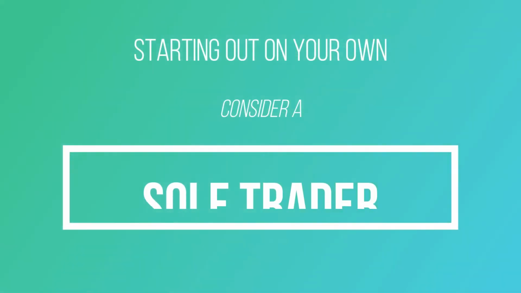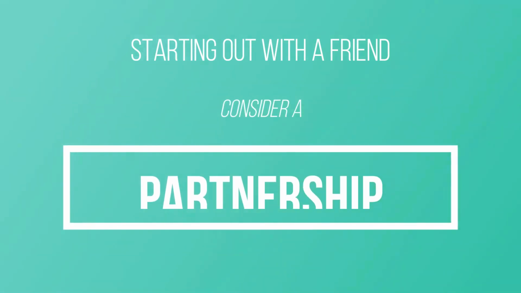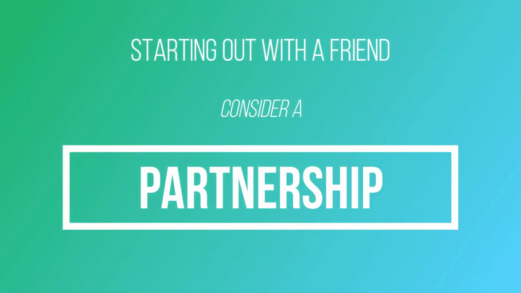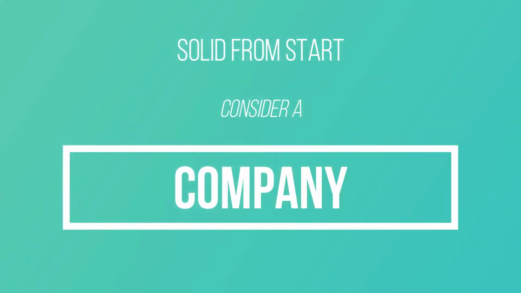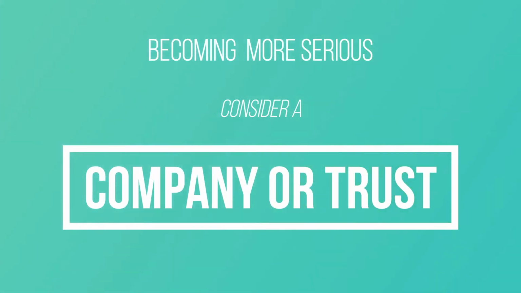So just remember that. If you're starting out on your own, you're just getting started, maybe you're a contractor or a small business, you might go with a sole trader to begin with. If you're starting out with a friend and you're just a very small player, you want to keep things simple, maybe you'll go for a partnership. If you want things to be solid from the get-go, then maybe you're going to go straight to the company. If the business is becoming more serious, maybe you might have started with a sole trader or a partnership and you then might decide to move to a company or a trust.